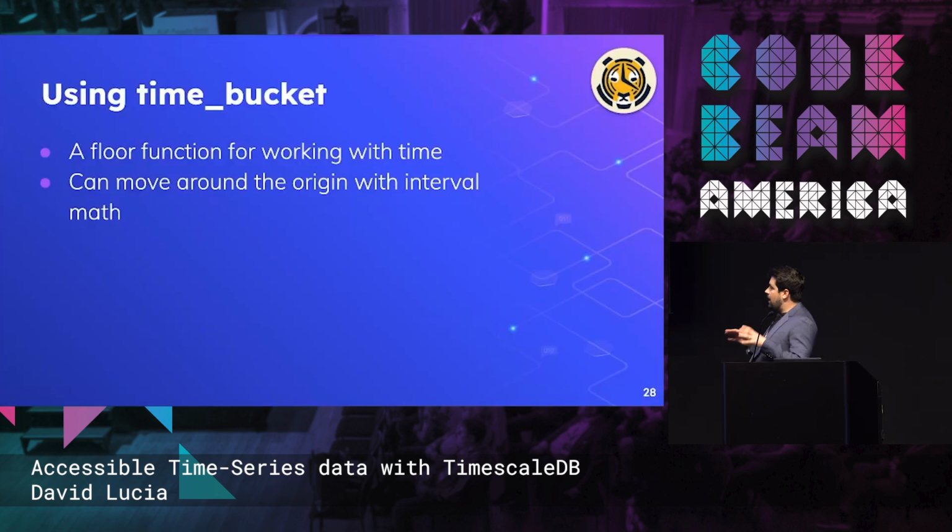OK, now time bucket is kind of like the bread and butter when you're going to want to start working with TimescaleDB. And you can think of it as a floor function for timestamps. So what is math.floor? It takes a decimal value and it chops off the decimal part so that you get the bottom integer. Time bucket works exactly the same way, where it takes a timestamp and it's going to clamp it to whatever interval you say. And then you can use interval math to move it around that origin. So if you wanted to time bucket things for not every minute, but every minute and a half, you could time bucket on the minute and then add 30 seconds to it.